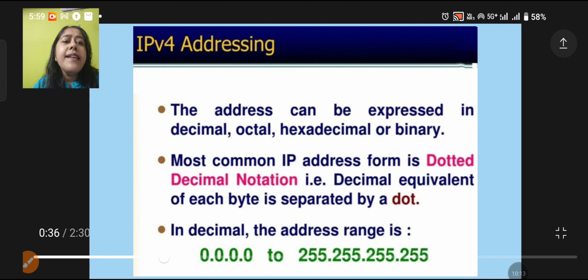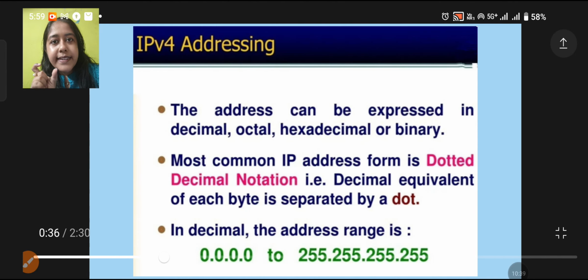Now, the address can be expressed in decimal, octal, hexadecimal or binary. I hope you have already learned about these things in your digital classes. So decimal, octal, hexadecimal or binary, these can be the address. IPv4 addresses can be expressed in these particular number systems. Okay, now the most common IP address form is dotted decimal notation.